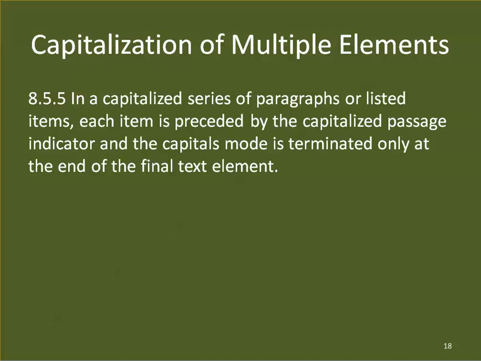Just to clarify though, a capitalized passage, we have to be careful what exactly is meant by that. So if there are multiple elements, an element meaning a literary chunk of something, in a capitalized series of paragraphs, for instance, or listed items, each paragraph would be an element, or each of the items in the list would be an element. Each item is preceded by the capitalized passage indicator, and the capitals mode is terminated only at the end of the final text element, not after each element.